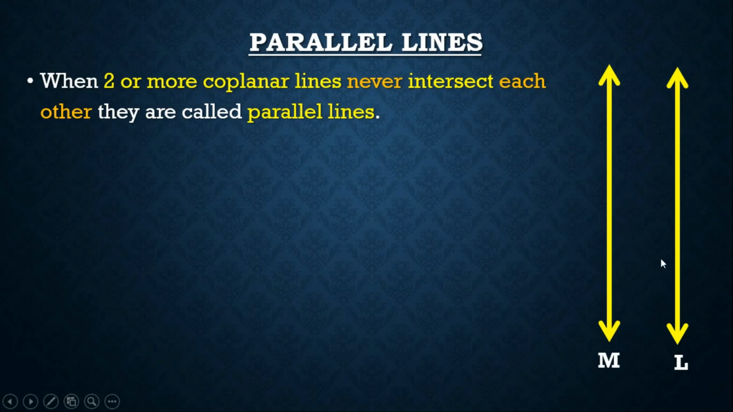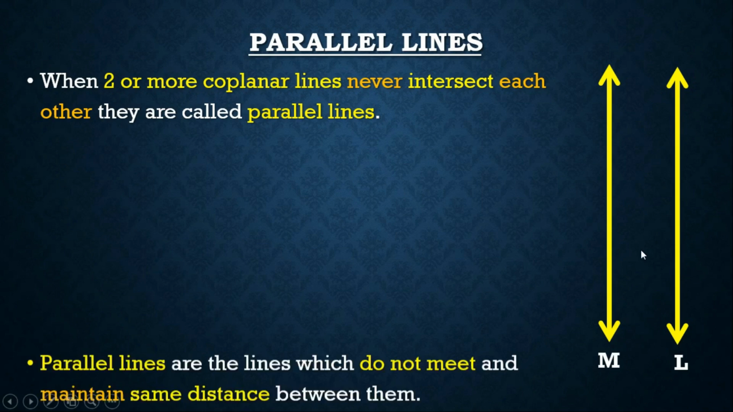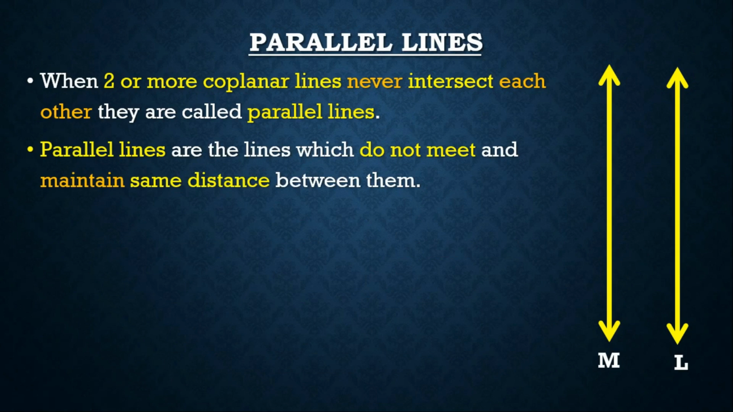If we take a ruler and measure the distance between these two lines, the distance will be equal everywhere. If the distance between these two lines is 5 centimeters here, then the distance here will also be 5 centimeters. So these two lines, line L and line M, are parallel lines. Parallel lines are lines which do not meet and maintain the same distance between them.